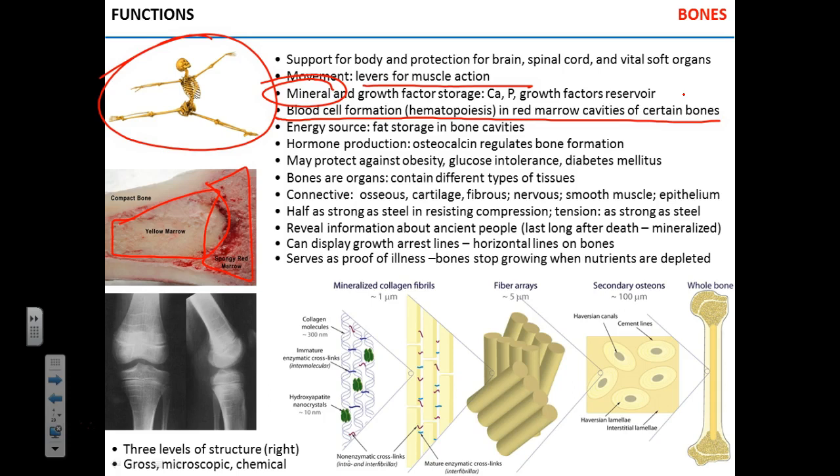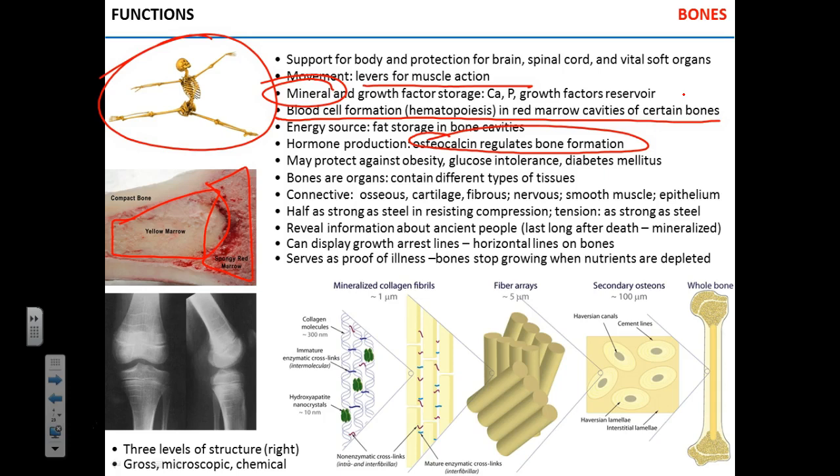It produces a hormone, osteocalcin, which has multiple effects, regulation of formation of the bone, and it stimulates insulin production, so it may prevent development of diabetes, especially type 2 diabetes. It may protect against obesity, but I probably mentioned my stance on obesity. It's a lifestyle disease. Now, each bone is an organ, so it's a massive system of organs, okay?